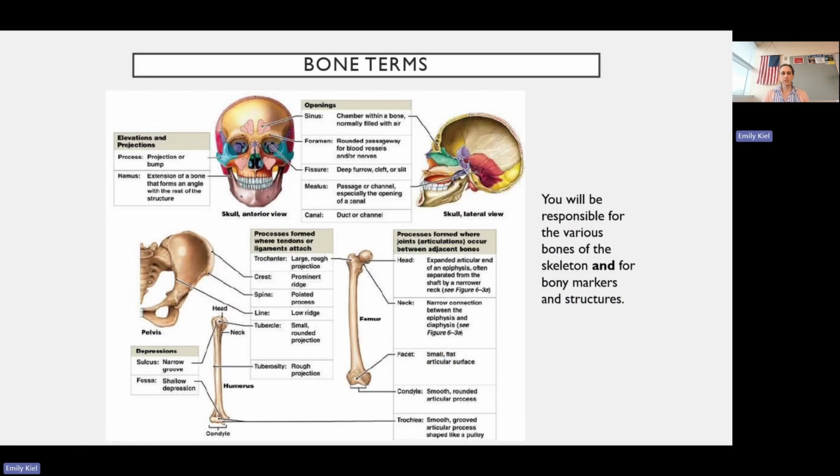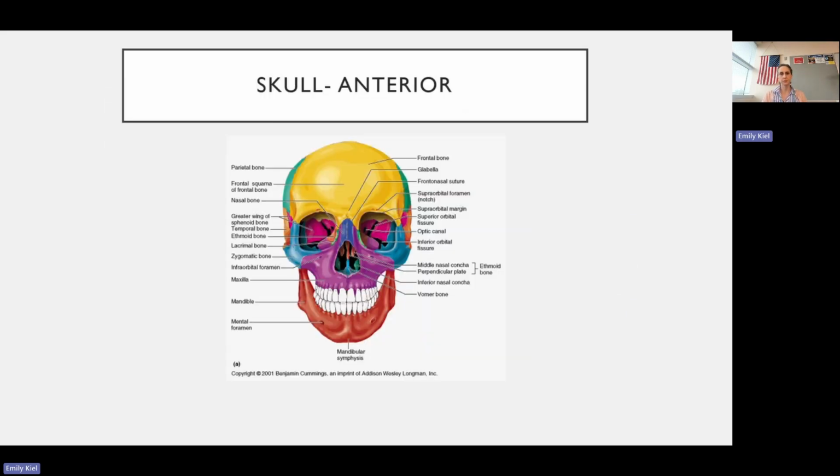So there are various words to describe the different projections, depressions, processes, and openings in the bones. And you're going to be seeing these as we go through. I'm not going to stop and describe them all to you, but you want to know all of the bones of the skeleton. And then there are some bony markers and structures that will be in your lab manual and in your PowerPoints and the new lab manual activities that you'll be responsible for.